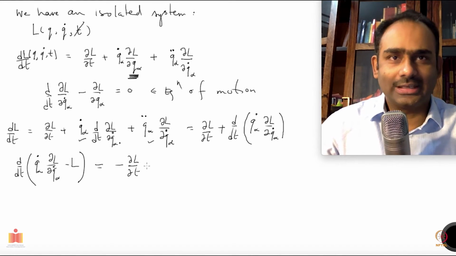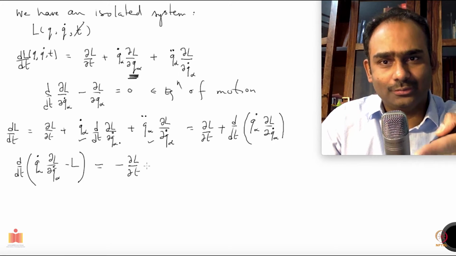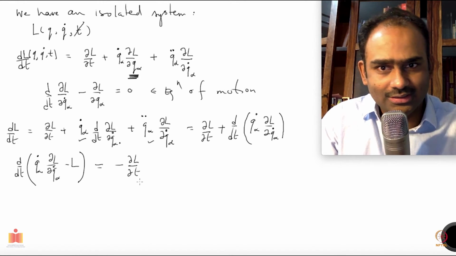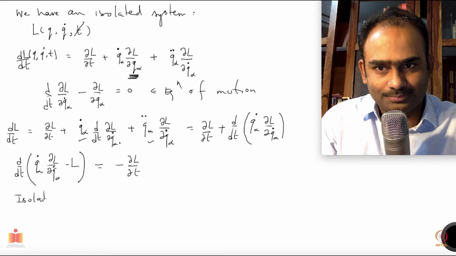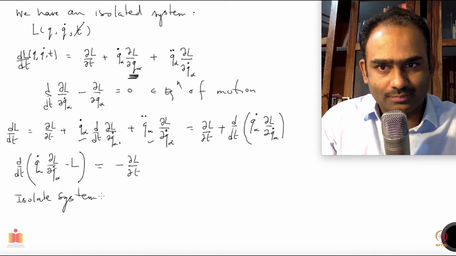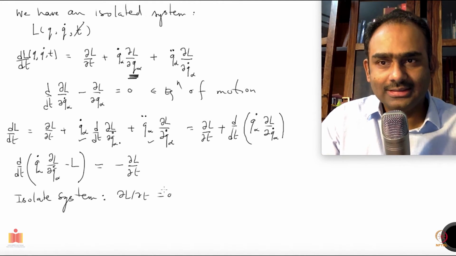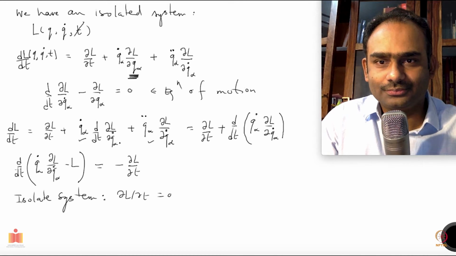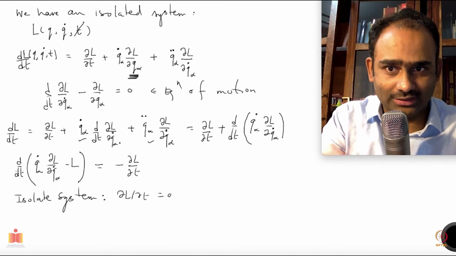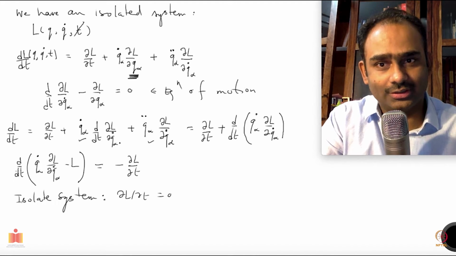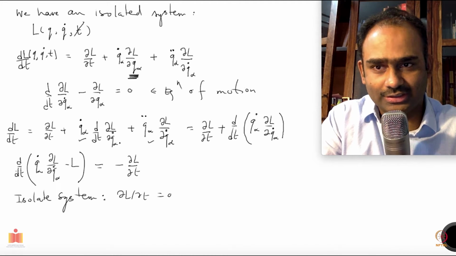Now you see, if your system is isolated, then L does not depend explicitly on time, meaning the partial derivative with respect to time would be 0. So the right hand side would be 0, for an isolated system. And if that is the case, then this quantity would be conserved, because the total derivative of that quantity in the round brackets will be 0. Which means whichever way your system is moving, that quantity does not change. It's a constant of integration.